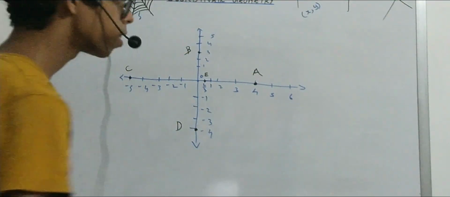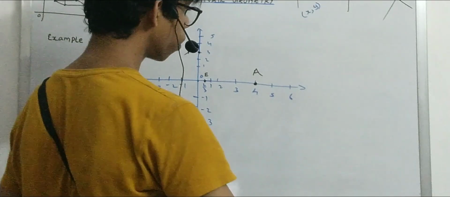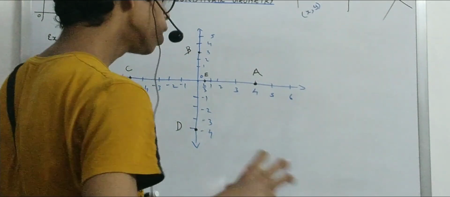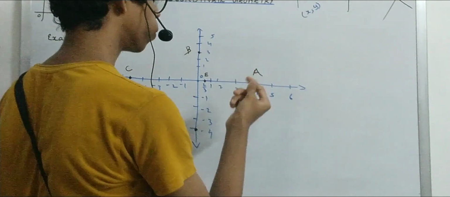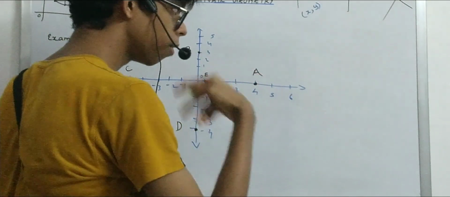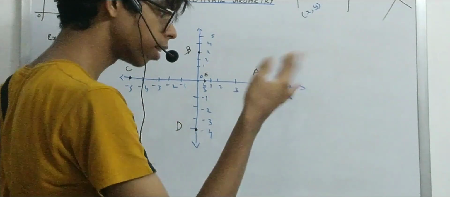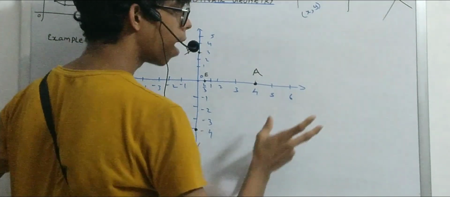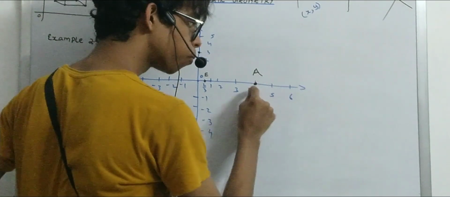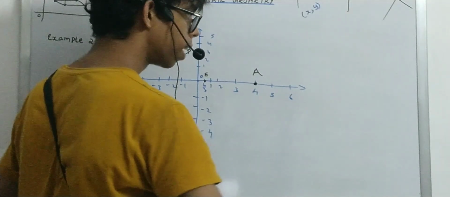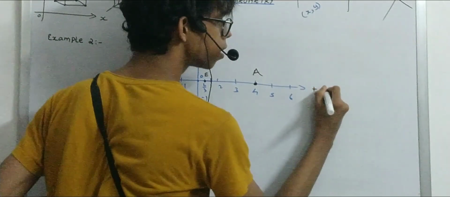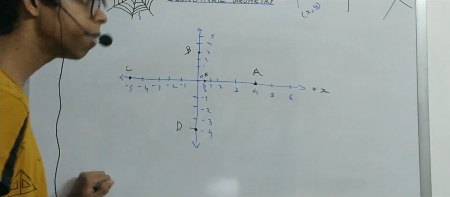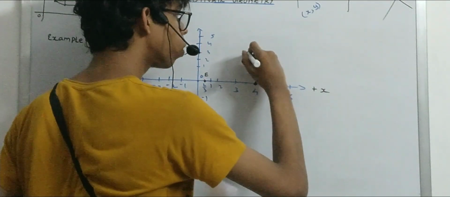Now the first point, let us take A. Just see, this point A lies on 4. Now you may have a confusion from our previous questions, where we got 2, 3, 3, 4. But see, this point A lies on 4, and this 4 is lying on which axis? It is lying on our positive x-axis. What is the meaning of that?